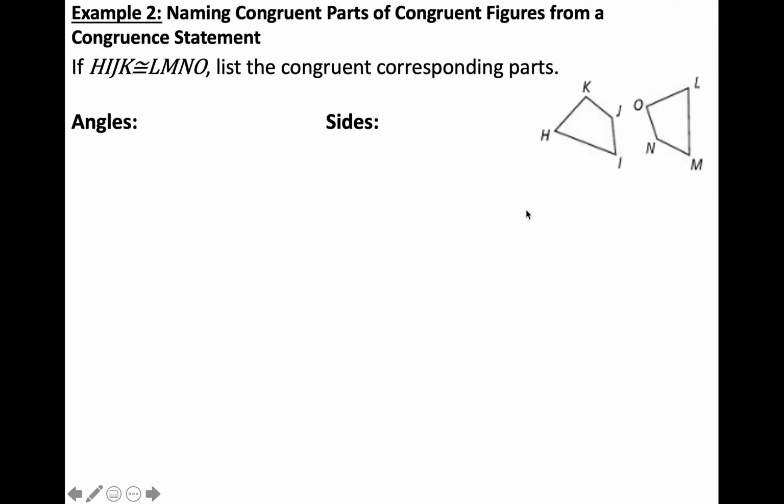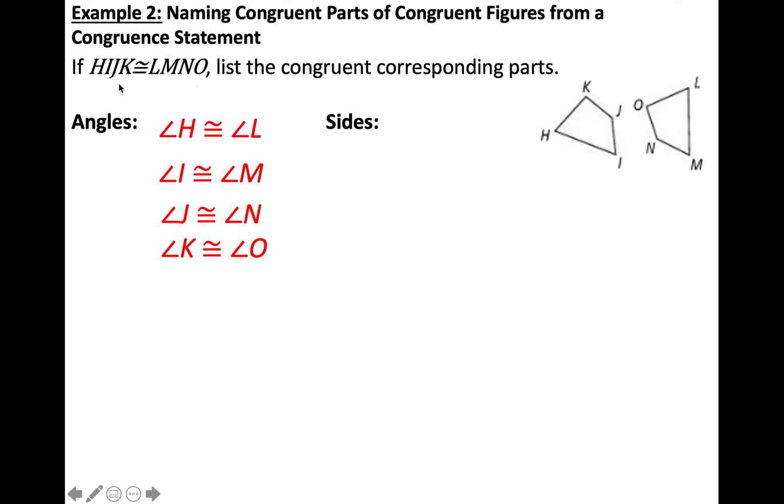Okay, more on naming the congruent parts of congruent figures from a congruent statement. Here we are giving you the statement. List the congruent corresponding parts. Again, the angles. We can start with angle H, then the first letter in the second one, angle L. Next one, angle I, matches with angle M. Angle J corresponds with angle N. And finally, the last letters, angle K matches the last one in the second figure, angle O.